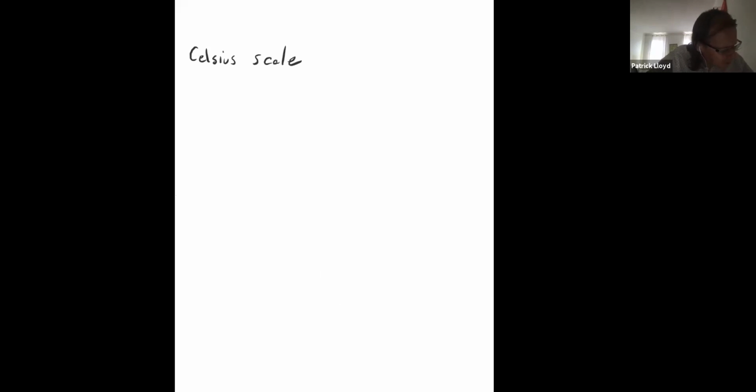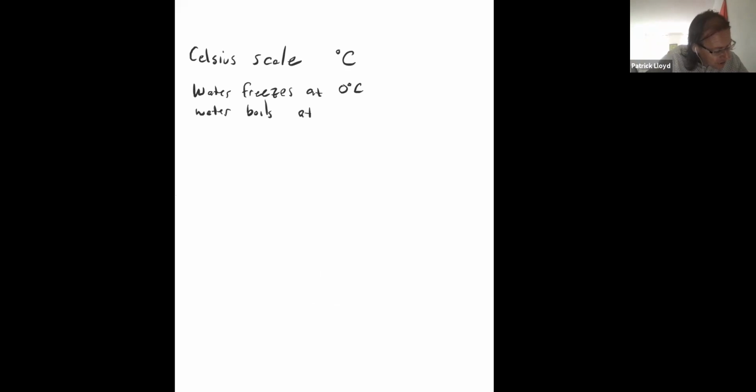Okay, and our symbol is degrees C, right? So this is essentially based on water. Water freezes at 0 degrees C. Water boils at 100 degrees C, right? So that means that in between there is room temperature. Room temperature is typically around 20 degrees C.